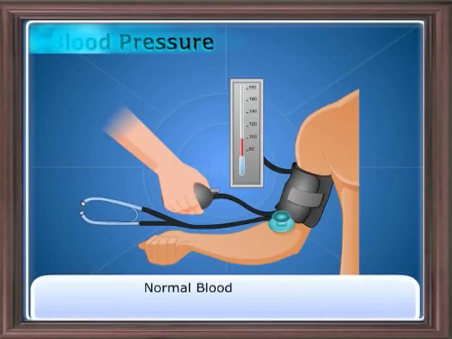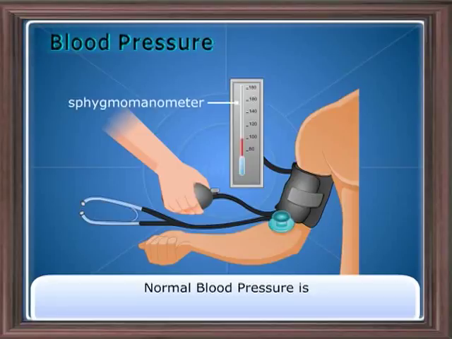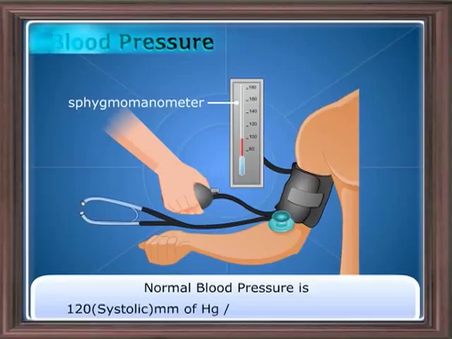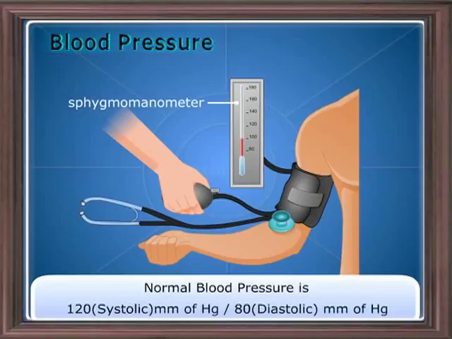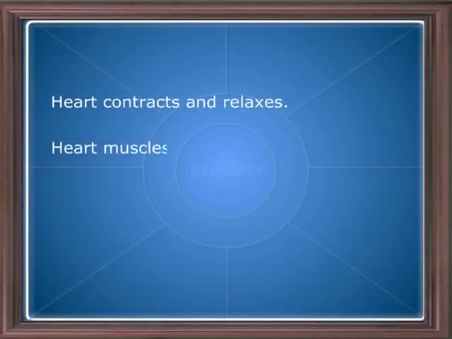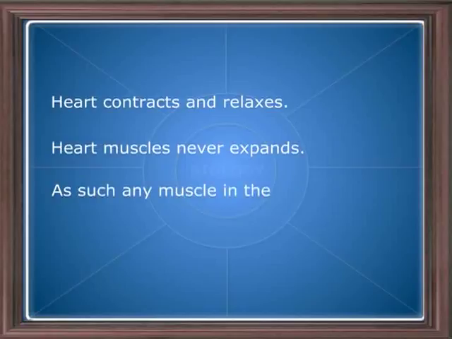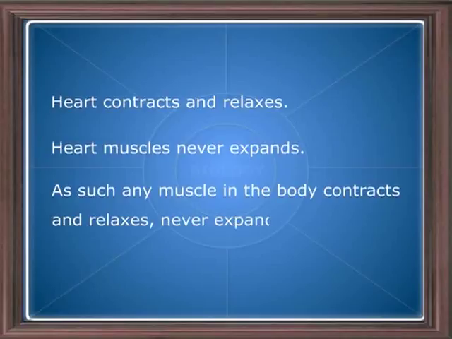The normal pressure measured on a mercury column of an instrument called sphygmomanometer is 120 systolic millimeter of mercury by 80 diastolic. Remember that heart contracts and relaxes. There is no expansion of heart muscles and as such any muscle in the body contracts and relaxes, never expands.